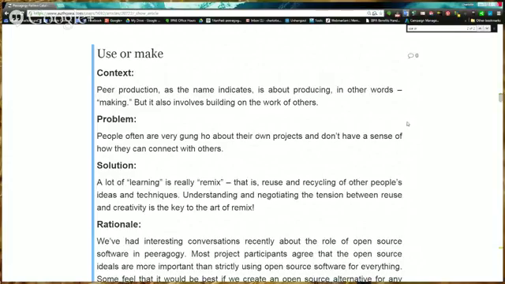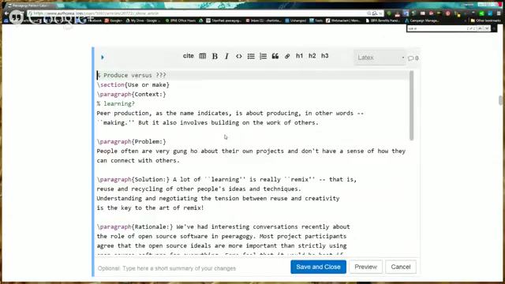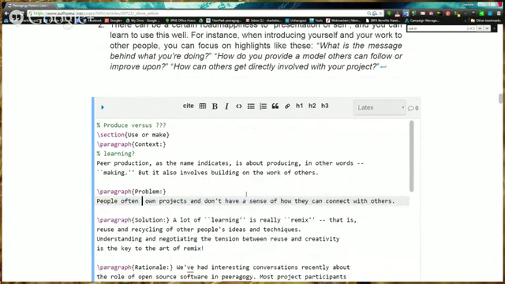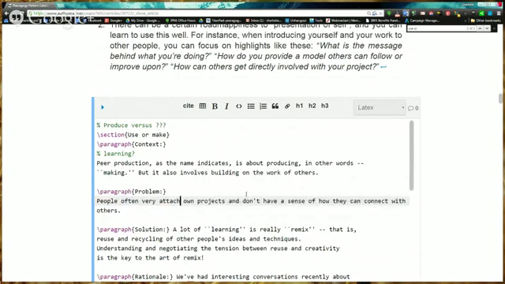Oh no, people are often very gung ho. Oh, I know. They're often, people are often very attached to their own projects.